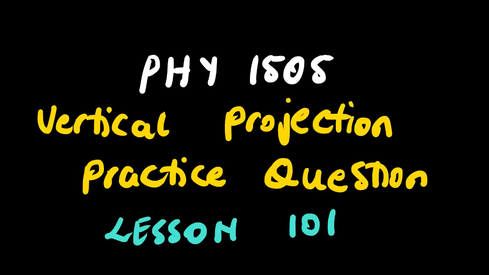Our lesson for today will be looking at Physics 1505. The topic for today will be looking at vertical projection. Practice question lesson 101. Let us start.